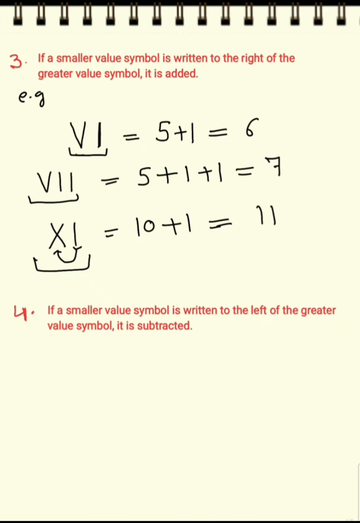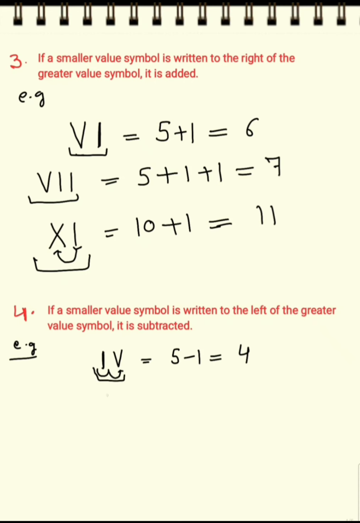Rule number 4: if a smaller value symbol is written to the left of the greater value symbol, it is subtracted. For example, if I write V over here and I write I to the left of this V, then the value of this I will get subtracted. It means it will become 5 minus 1, which is equal to 4. And this is the symbol for 4 in Roman numerals.